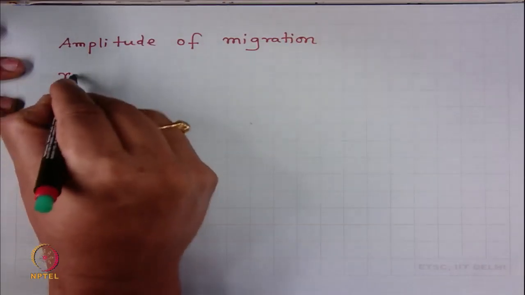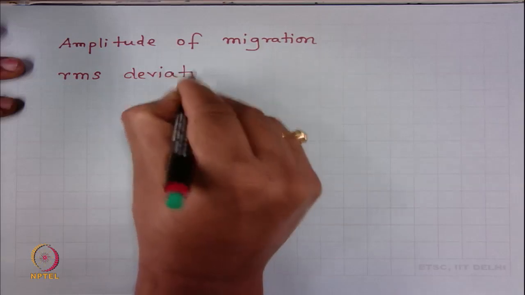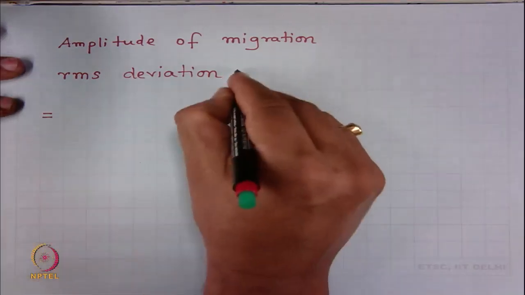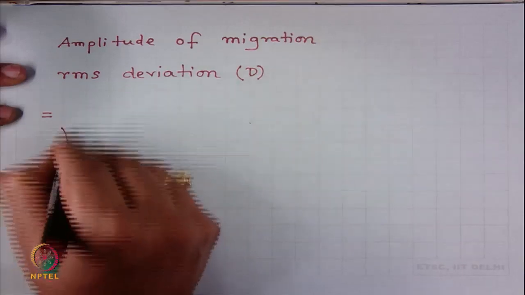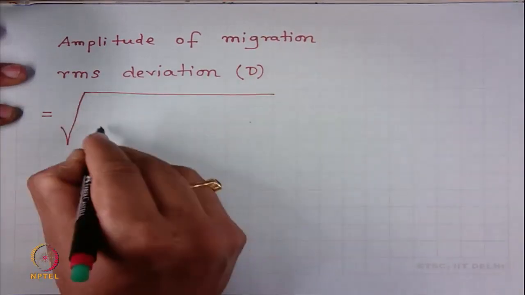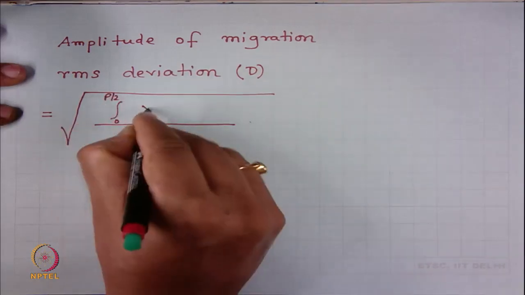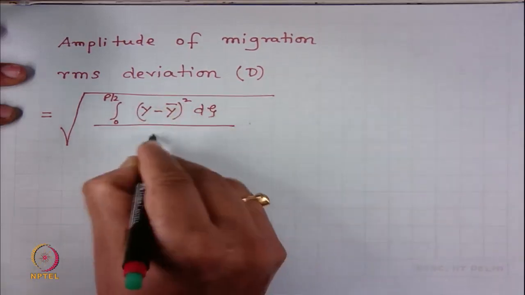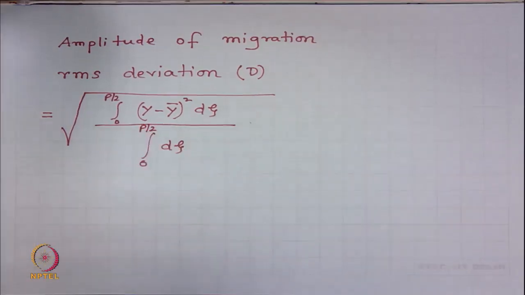Amplitude of migration is discussed in terms of RMS deviation. What is RMS deviation? RMS deviation is defined by the integral of (y minus y bar) squared d zeta. This is the definition of RMS deviation.